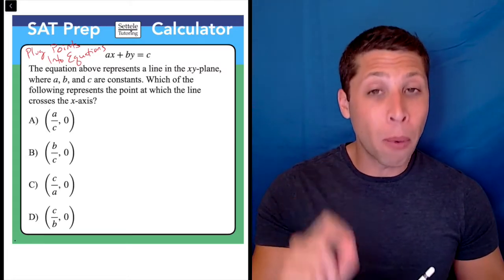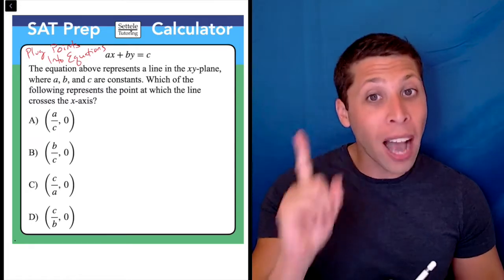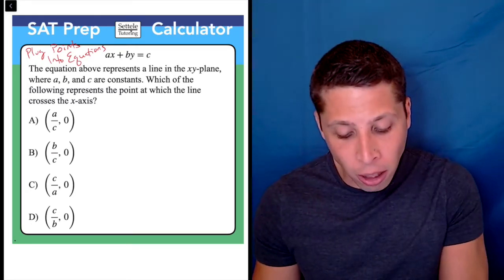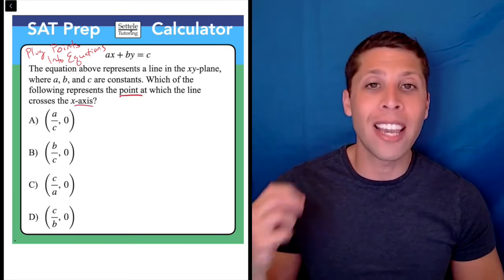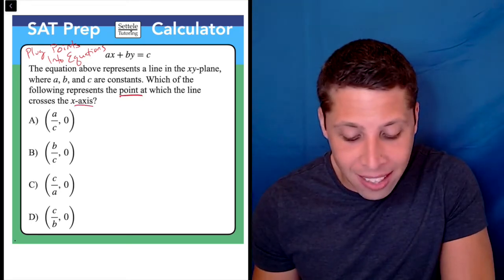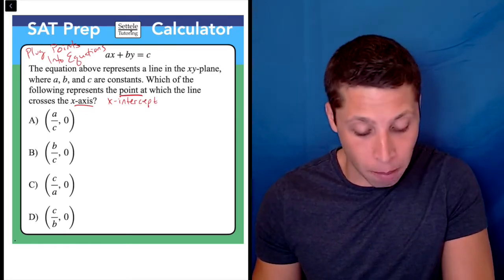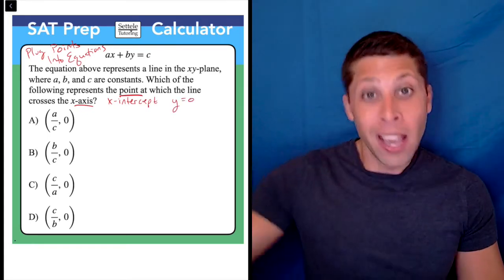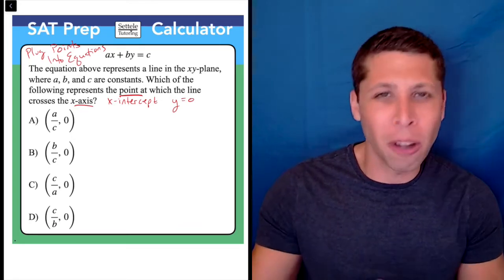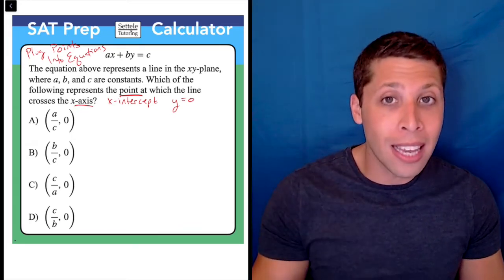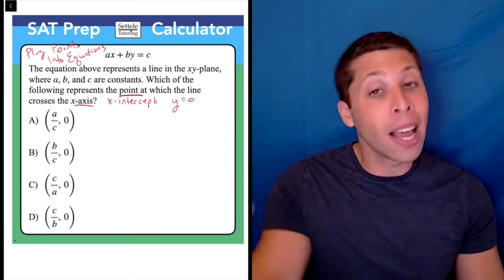I am given a point in the question. You've got to be able to pull this out of the question. This does happen a lot on the SAT. They are looking for the point where we cross the x-axis. That is an x-intercept. And one thing we know about every x-intercept is that y is equal to 0. And we can see from the answer choices that that's also kind of got to be true, right? All of the y's are equal to 0. So I would plug in that half of the point and see what happens.